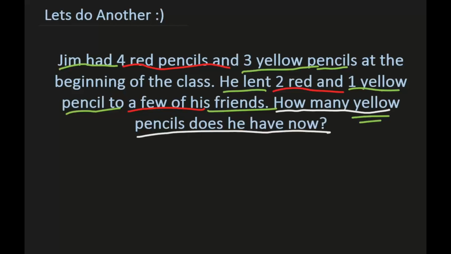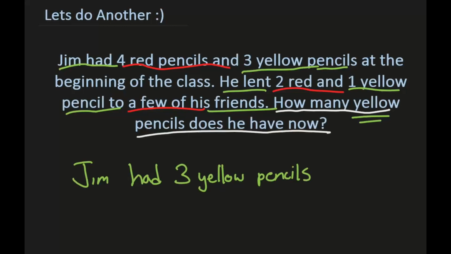Now we are going to write down our useful information. So first we have Jim had 3 yellow pencils. So let's write that down. So we have that written down. Jim had 3 yellow pencils.